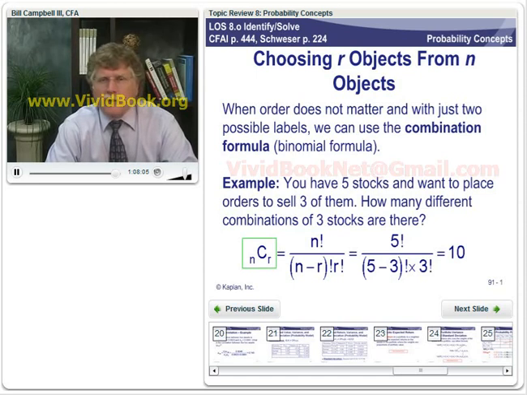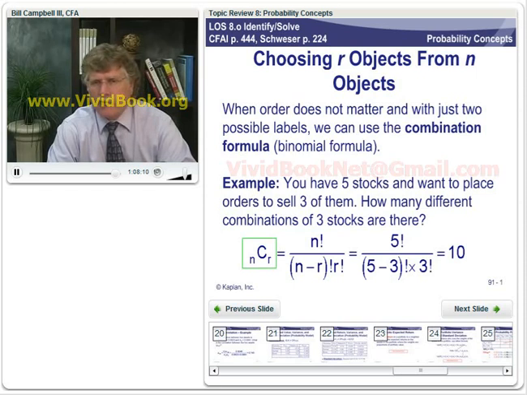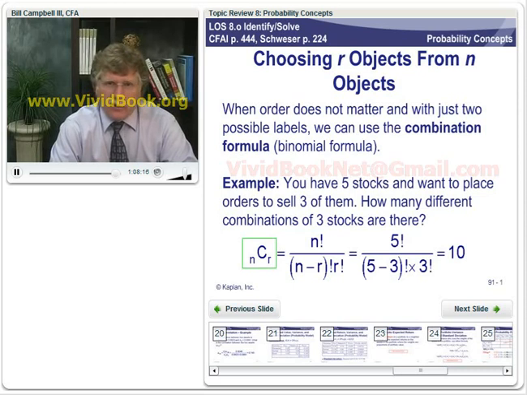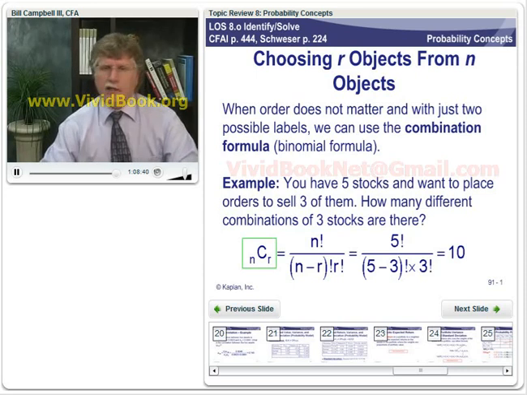And the formula is you take the 5 in the numerator, 5 factorial, so 1 times 2 times 3 times 4 times 5. In the denominator, you have 3 factorial. Those are the 3 stocks we want to place sell orders on, 1 times 2 times 3. And you take 2 factorial. That's 5 minus 3 factorial, 1 times 2. So you do the calculation. 1 times 2 times 3 times 4 times 5 in the numerator, 1 times 2, and 1 times 2 times 3 in the denominator. Do all the multiplication and the division. You come up with 10 ways that you can do this.